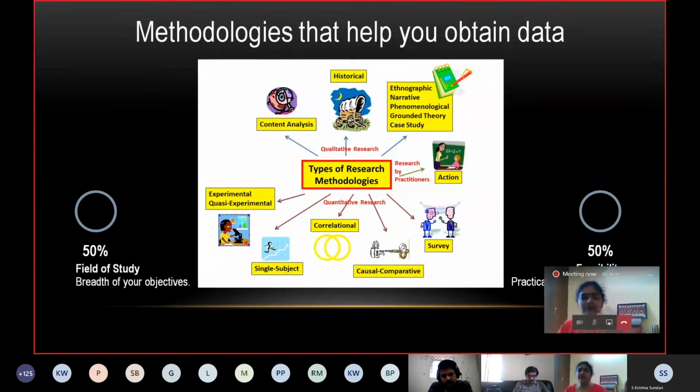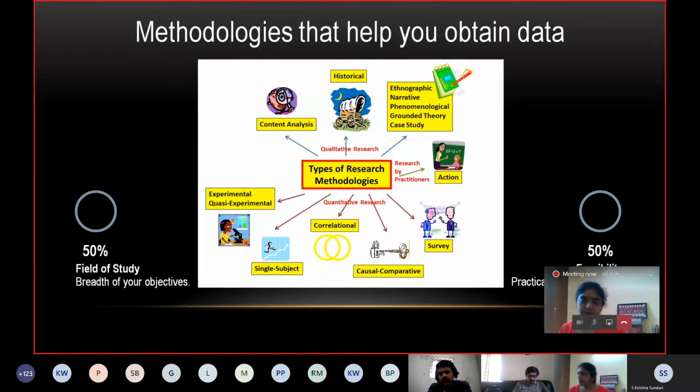And there are multiple methods. There are probabilistic methods, there are fuzzy logic based methods, there are neural network based methods, there are prediction, time-based prediction analysis methods. So there are multiple methods. Your objectives, the breadth of your objectives, will define which method to pick.